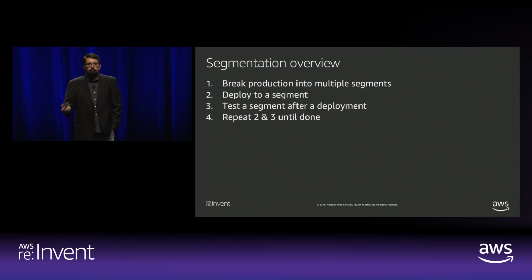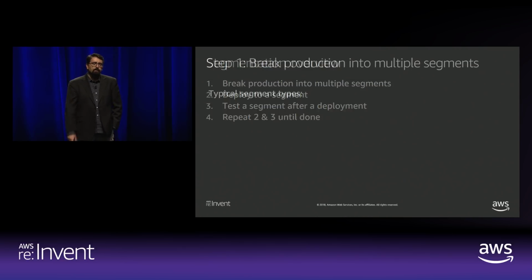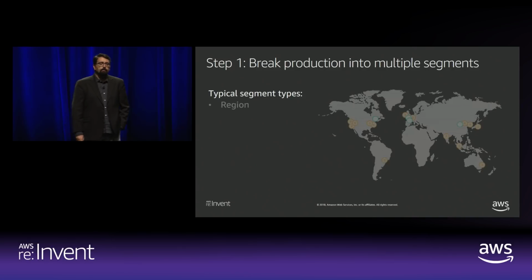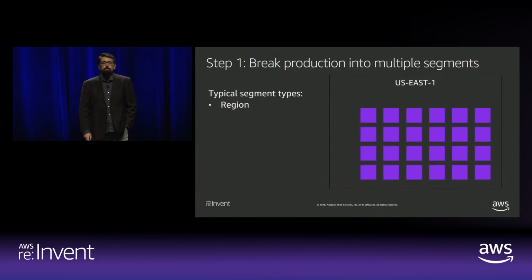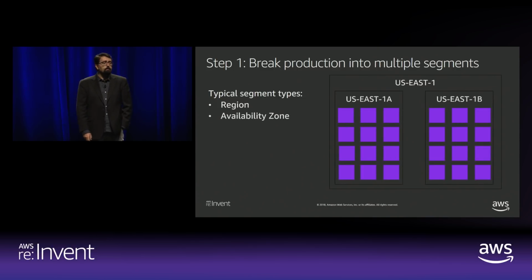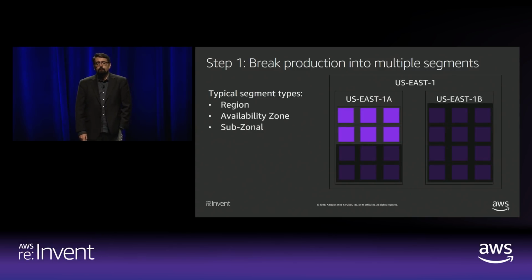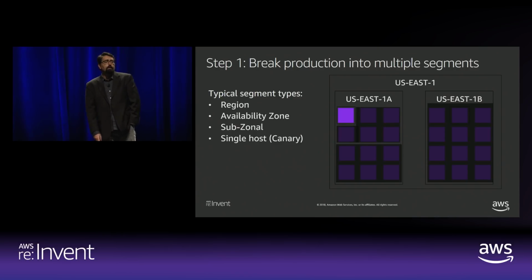So we want to break production into chunks. So typical segmentations, we want to start by region. So break it up by region. Within each region, you can go through and break it up into availability zones. So breaking down that way. Dividing that up into subzonal groups, and then within a zone, have a canary. So this is typically the approach we want you to take.